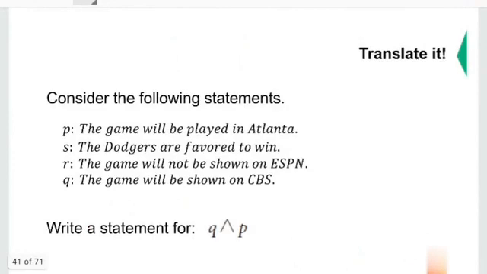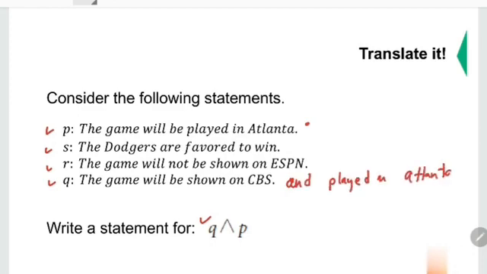This one naman. You're given with 4 statements. And then you're given with a symbolic statement. You will transform the symbolic statement into words. So you have Q and P. So the game will be shown on CBS and played in Atlanta. Okay, you will no longer repeat this one. The game will be shown on CBS and played in Atlanta.